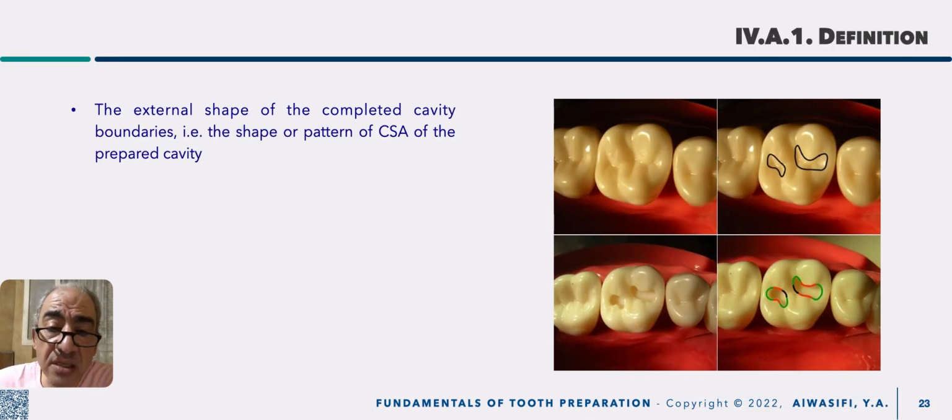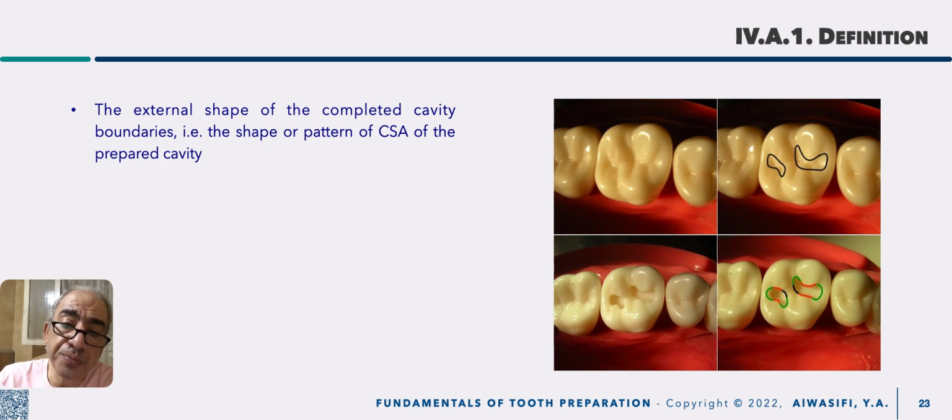The outline form is defined as the external shape of the final completed cavity, which is this line. When you cut the cavity, every point on this line constitutes a cavosurface angle. Then you could define it as the pattern of the cavosurface angle, how it runs along your preparation. Those are the two definitions of outline form.